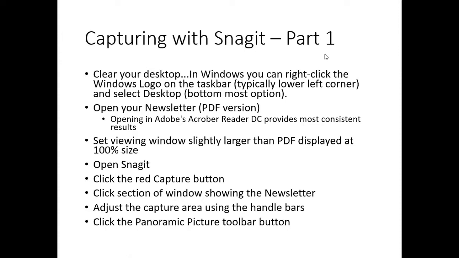Snagit. It's got a couple different icons in there. One icon's got a camera with arrows pointing in all four directions. That's your panoramic picture toolbar button. That's the one you're going to want to click to go ahead and start capturing what they refer to as a panoramic picture.